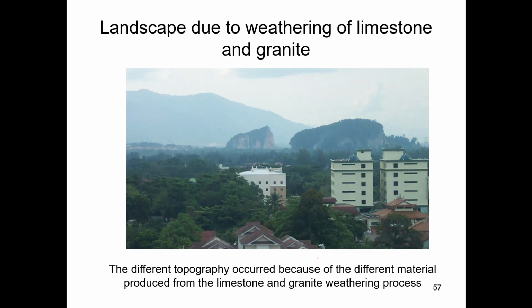So this is a landscape of limestone. It shows what limestone looks like, as a product of weathering. This is what granite formations look like. Different topography occurs because of the different materials produced from limestone and granite. Behind here is granite. This is limestone. Limestone dissolves.